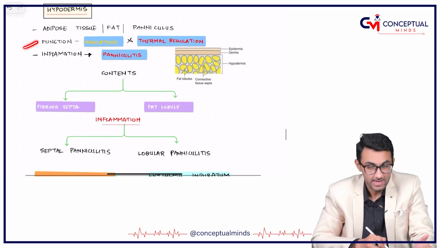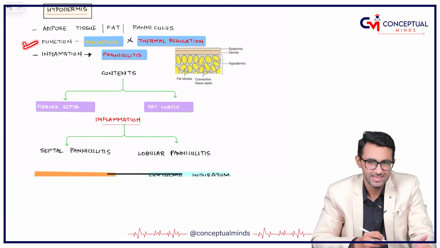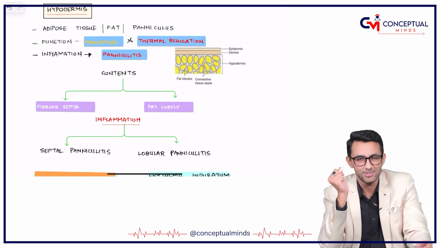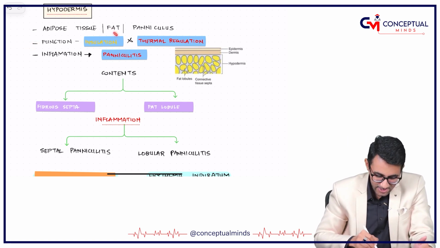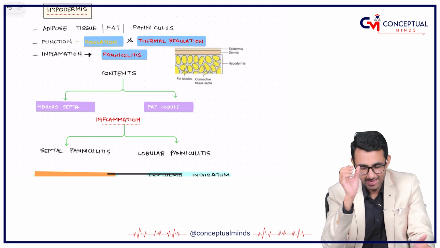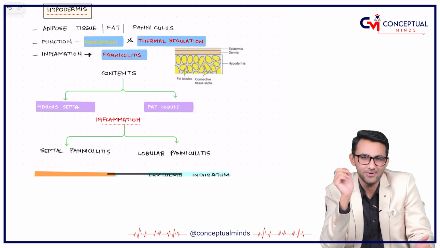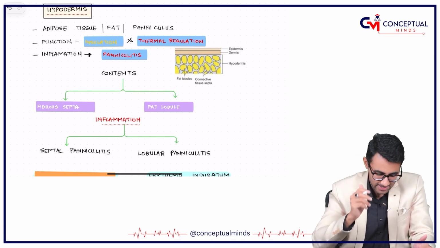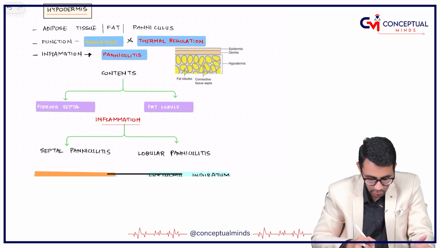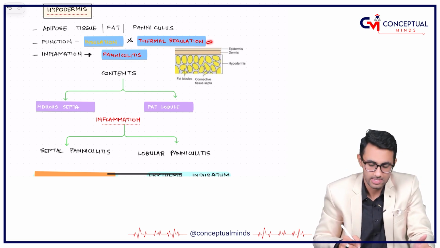What do you think the function of adipose tissue is? The function is insulation and thermal regulation. These are the two functions: to provide insulation and thermal regulation.